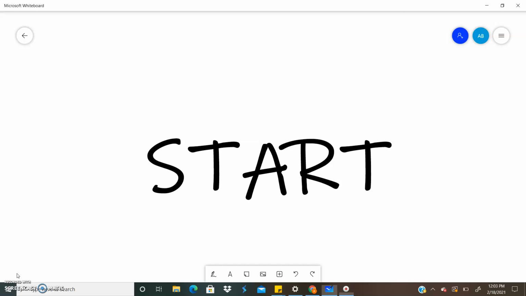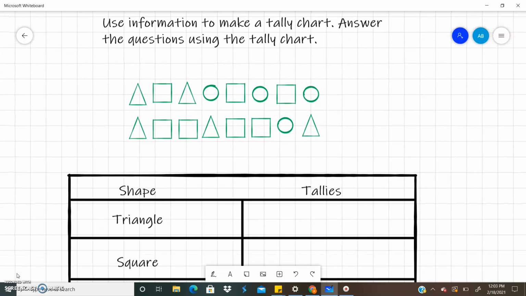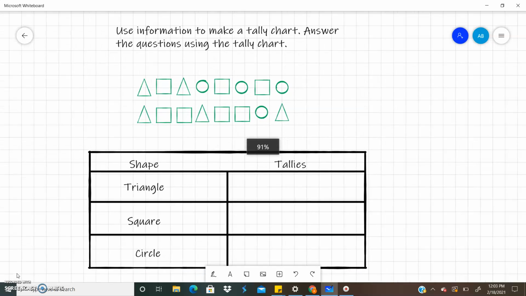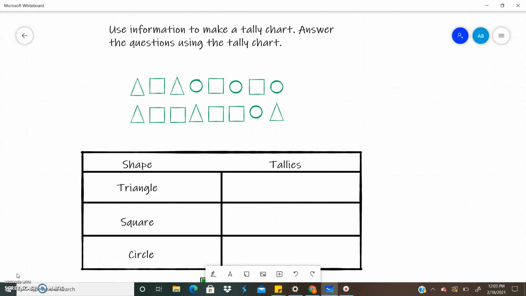Okay, so we're going to start with this problem right here. Use information to make a tally chart. Answer the questions using the tally chart. Now, I would like for you to try to do this by yourself before I show you how to do it as we work it together. So pause the video here and give yourself a couple minutes to fill out this chart and make sure that you're able to do so.